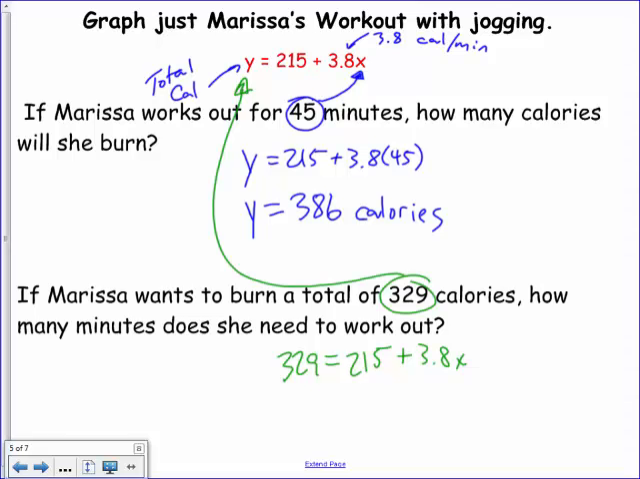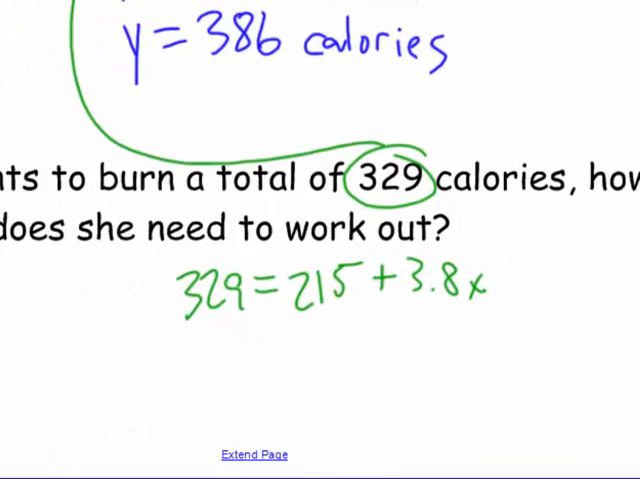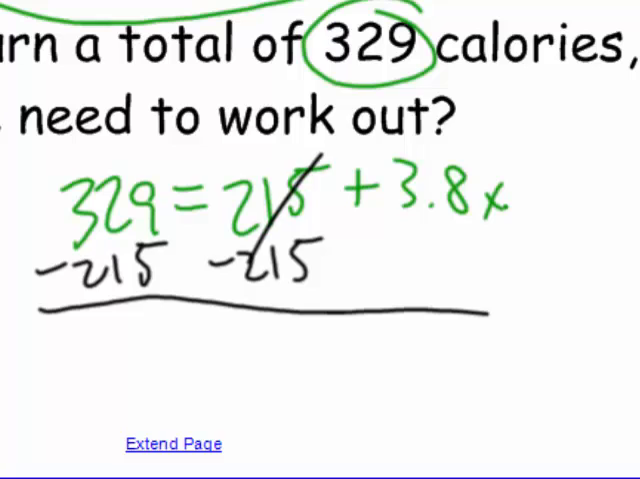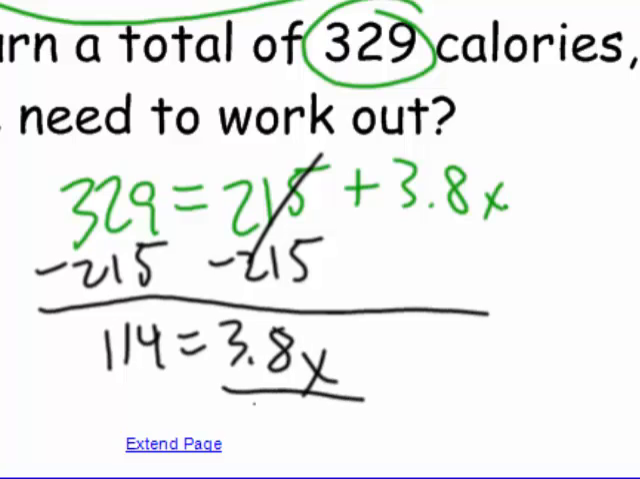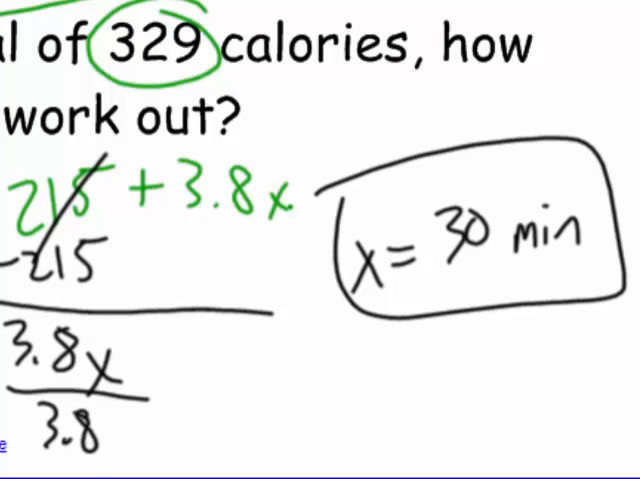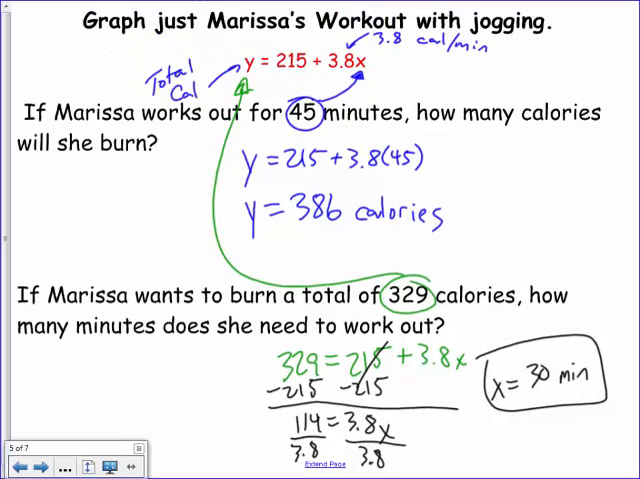Remember, we're working our PEMDAS backwards. So the inverse of a positive 215 is a negative 215, so I'm going to subtract 215 from both sides. And we're left with 114 equals 3.8x. Now 3.8 times x, the inverse is dividing by 3.8 since we're multiplying by it. Whatever I do to one side, I do to the other. So x would equal 30 minutes. And there we go. Very nice.